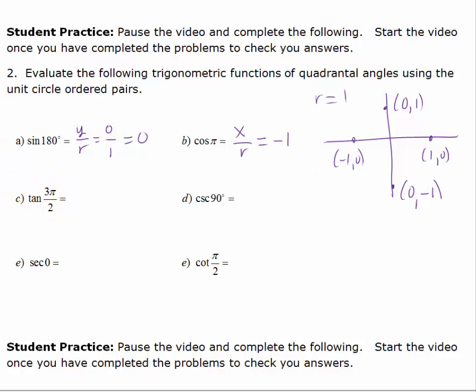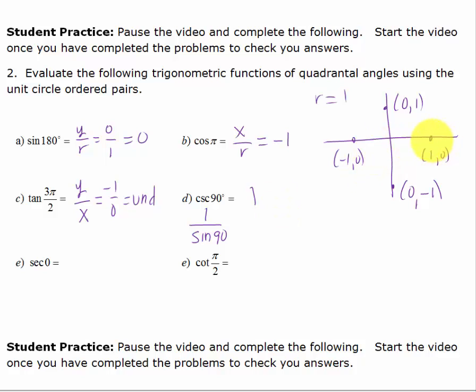The tangent of 3 pi over 2, we're going to use (0, -1). That's the point on the terminal side of 3 pi over 2. Tangent is y over x. So it's going to be -1 over 0, which is undefined. The cosecant of 90 is going to be 1 over the sine of 90. The sine of 90 is y over r, which is 1 over 1. And the reciprocal of 1 over 1 is still 1 over 1. So this would just be 1.